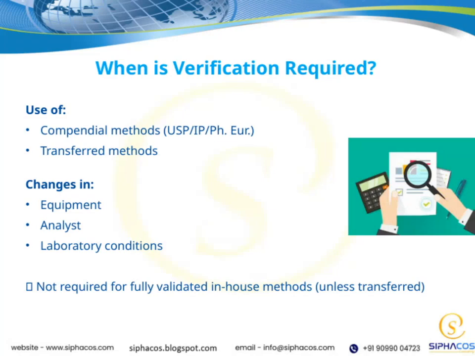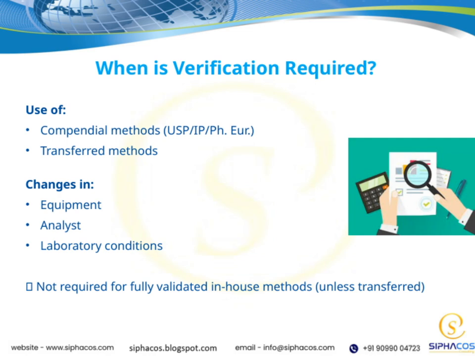So let's talk about when verification is actually required. First, it's important to understand that verification is needed when using certain types of methods. This includes compendial methods, such as those found in USP, IP, or EP. These are standardized methods that are widely accepted and have specific requirements. Additionally, if you transfer methods from one lab or system to another, verification becomes necessary to ensure consistency and reliability.